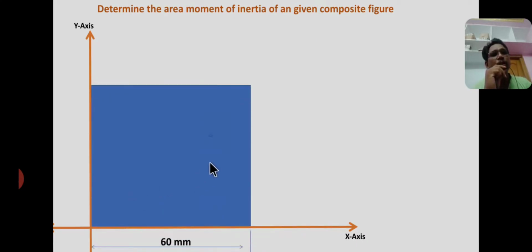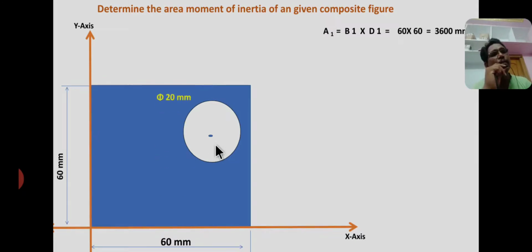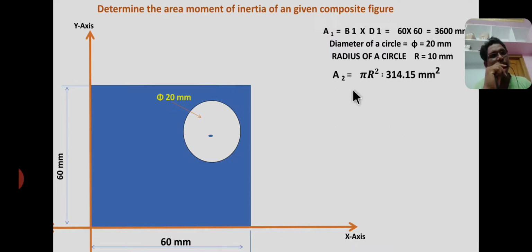The answer is the same for rectangle and square sections. Area of a square equals 60 by 60, that is 3600. For the circle, diameter equals 20 mm and radius equals 10 mm. Therefore area 2 equals pi r square equals pi into 10 square, equal to 314.15 mm square.